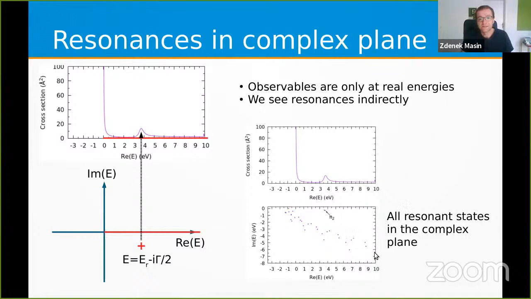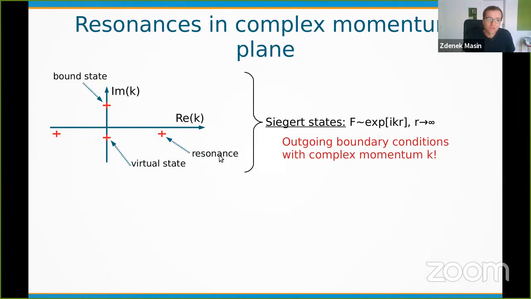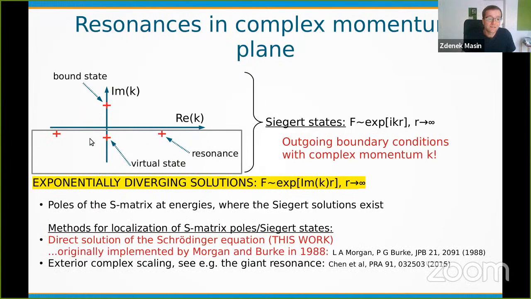So first of all, resonances, virtual states, and bound states are special, it's sort of one family of solutions of the Schrödinger equation, which are called the Siegert states, which are defined by the outgoing boundary conditions at infinity with complex momentum. So these are solutions of the Schrödinger equation for complex energies or complex momenta, which obey purely outgoing boundary conditions. Now, there's a small complication, which is that these virtual states and resonances are actually exponentially diverging solutions, which makes them difficult to handle in usual numerical methods.